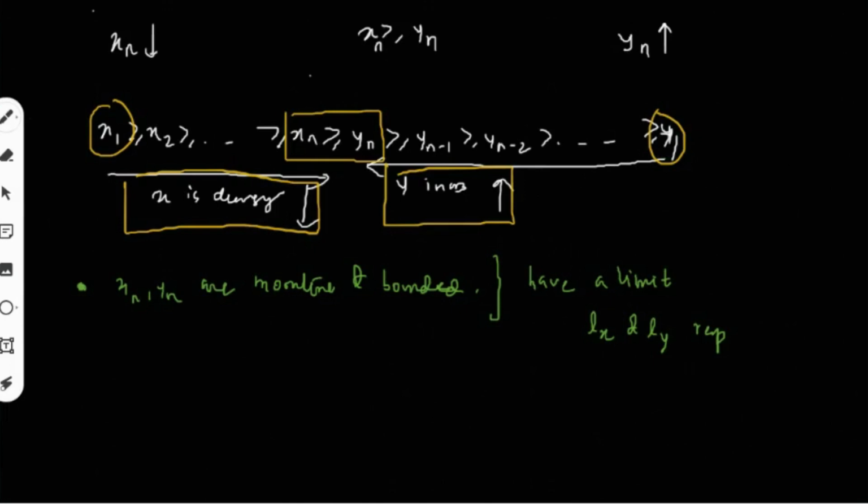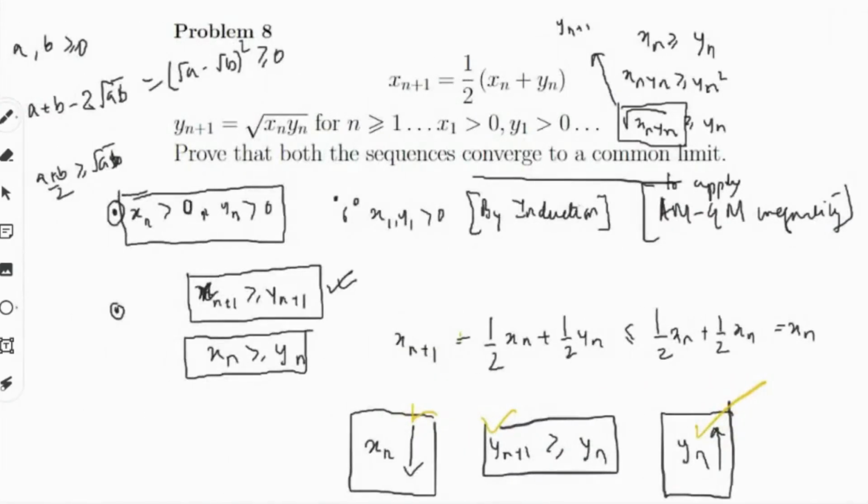So now we know that xn and yn both converge. But if we take the limit on both sides, where we are defining xn plus 1 equal to the average of xn and yn, then we automatically get that x equals y. Yes, you're right. So if you now take the limit on both sides, you will get that Lx is equal to half of Lx plus Ly. So you will get Lx is equal to Ly.